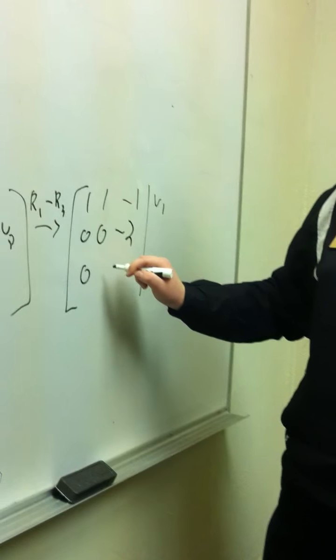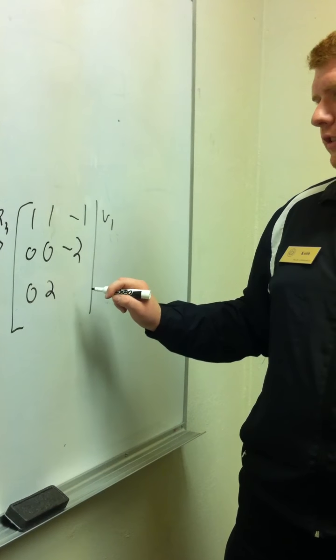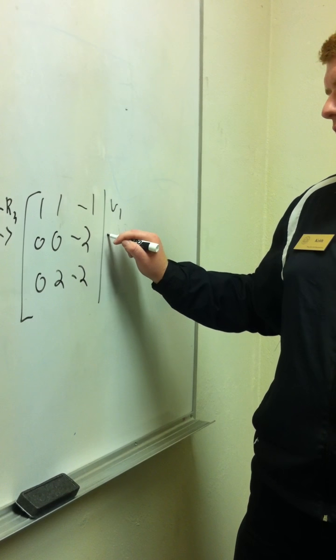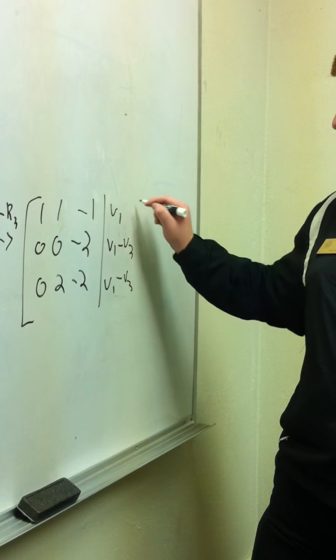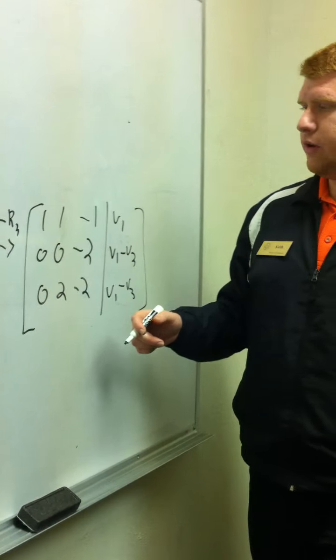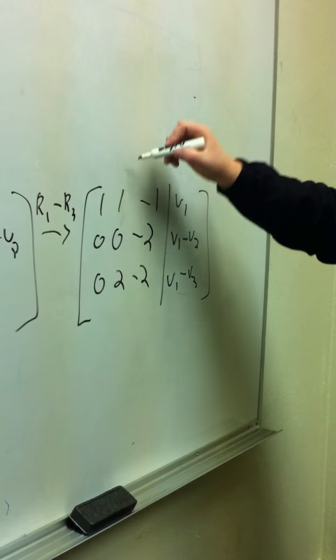0. This is 2 and minus 2. This is V1 minus V2 and V1 minus V3. And now to put it back into row echelon form, we can flip the second and third rows.